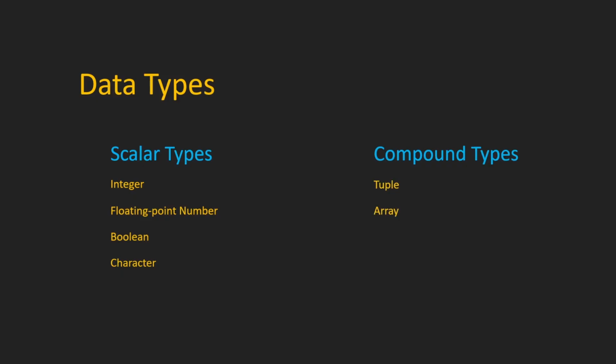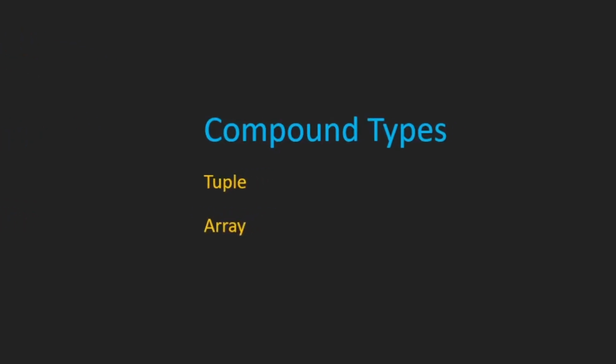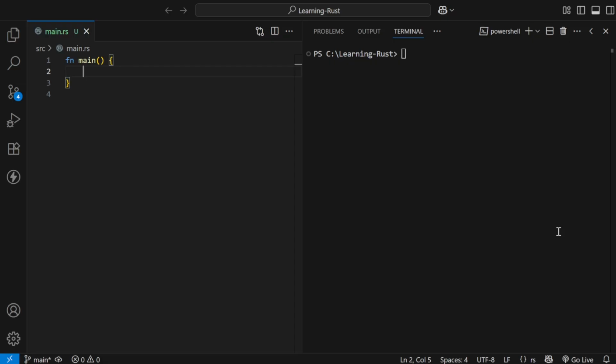Now that we have covered all 4 scalar data types, let's move on to the compound data types. There are two compound data types, tuples and arrays. A tuple is a group of variables belonging to multiple data types. Once declared, it cannot grow or shrink in size. To declare a tuple, we write comma-separated values inside opening and closing parentheses.